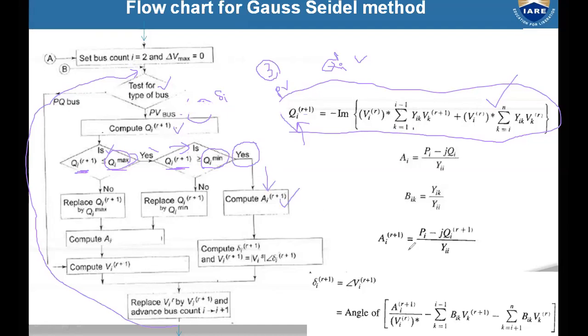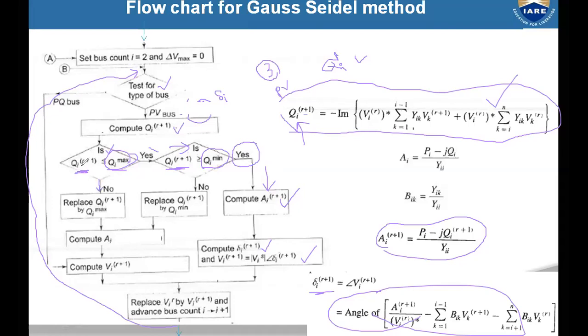This Ai^(r+1) expression is given here. By using this, you will calculate the Ai^(r+1). Then compute the delta i at the (r+1)th iteration by using this expression, the angle of this total term. The angle of this total term will give delta i at the (r+1)th iteration, and Vi at the (r+1)th iteration also. Vi is specified at an angle delta i^(r+1) iteration, you will get. If it is within the limits, fine. Suppose it is not within the limits, then you have to go for C.